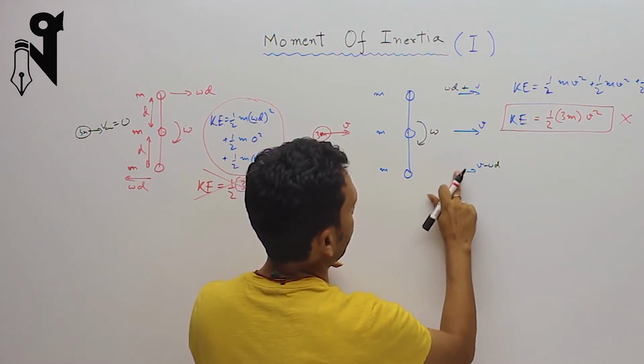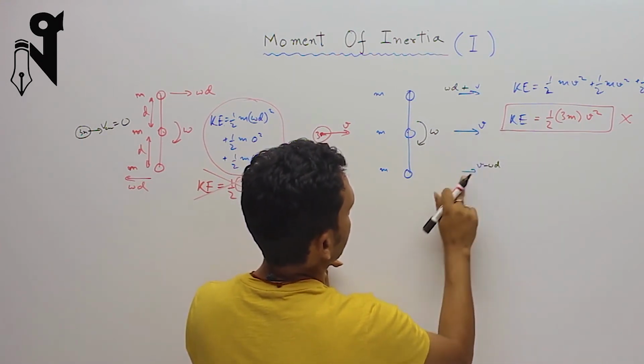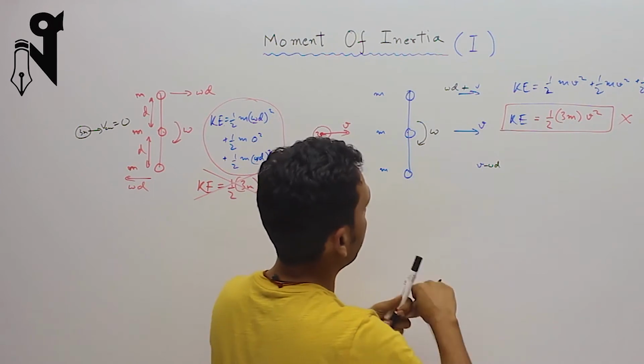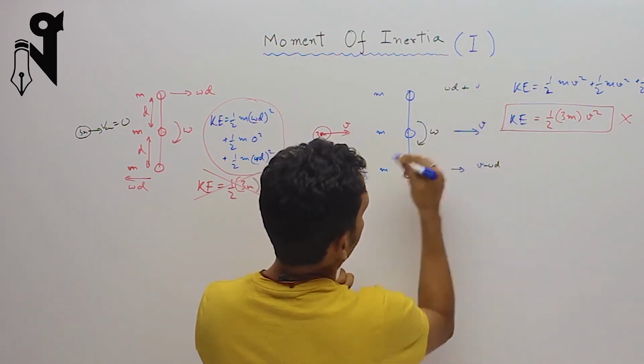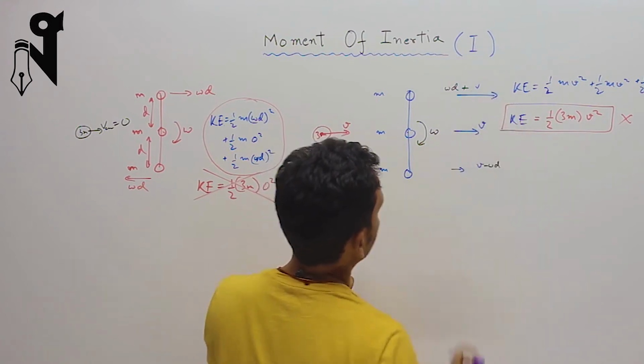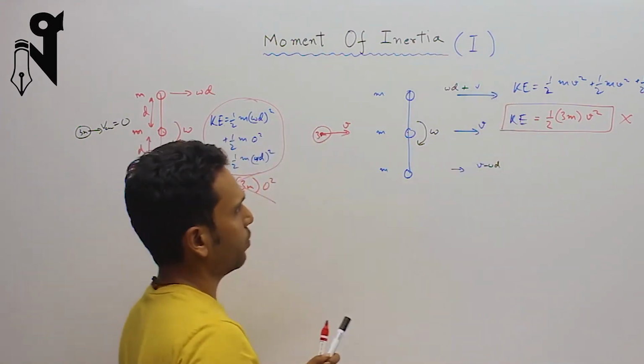So this would be a small velocity. I'll make a smaller arrow over here. If at all forward, it could have been backwards also, depending on how much is omega and how much is v, and that's a bigger velocity.